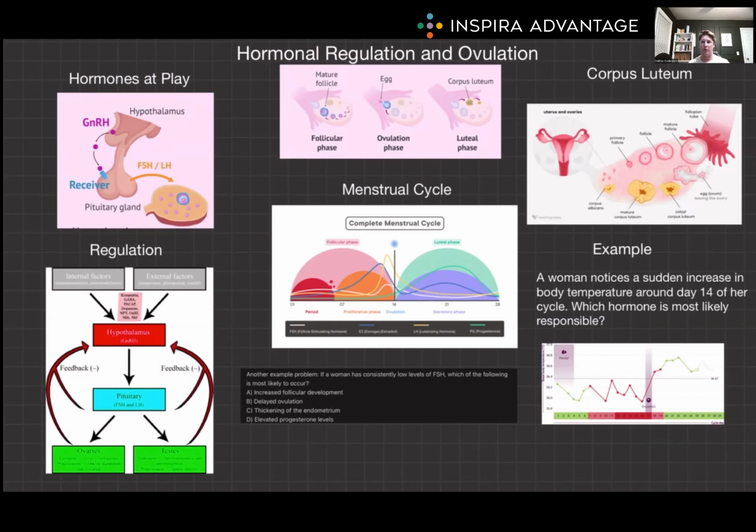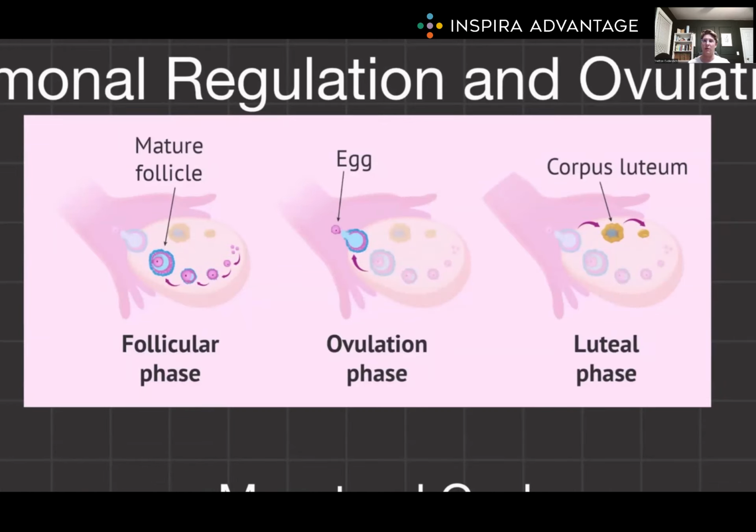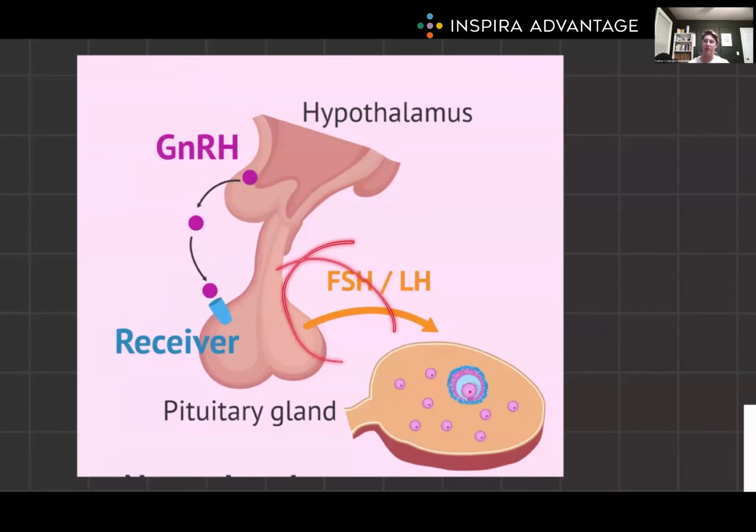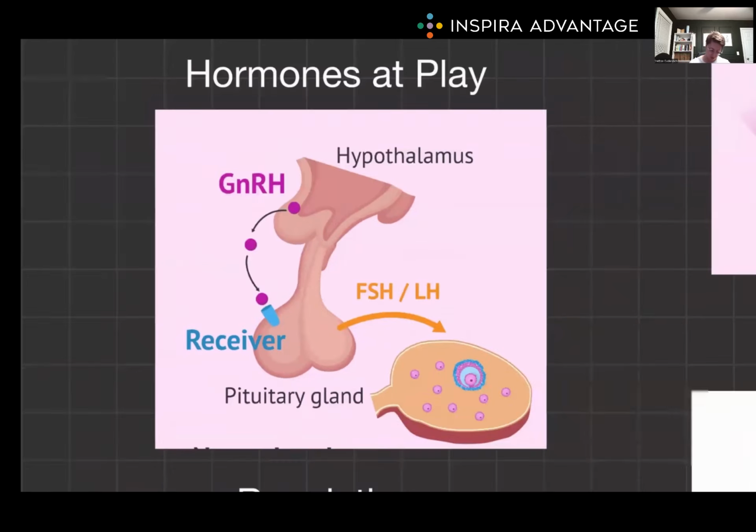Ovulation, the release of a mature egg from the ovary, is a carefully orchestrated event. I mean, imagine if we were just shooting off eggs all the time. That would be super inconvenient and not a good use of energy. It takes a lot of energy to make one of these eggs. So how do we regulate it? Well, the main hormones involved in the process are gonadotropin-releasing hormone, or GnRH, follicle-stimulating hormone, FSH, and luteinizing hormone, LH, as well as estrogen and progesterone.